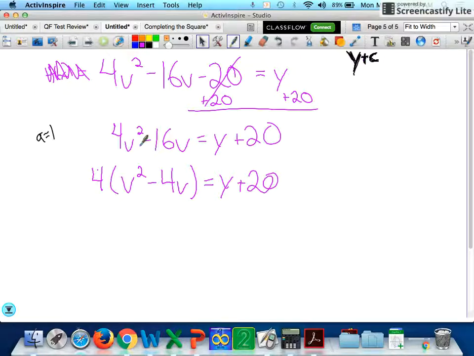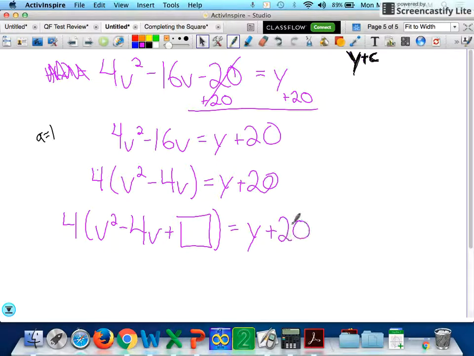For our next step is where things get a little bit tricky. It's where we introduce these blanks. Because inside that parentheses, we want to create a perfect square trinomial. That's where this technique gets its name, called completing the square. We want to complete this perfect square trinomial. And to do that, we hop over in our scratch work and we do this next step.